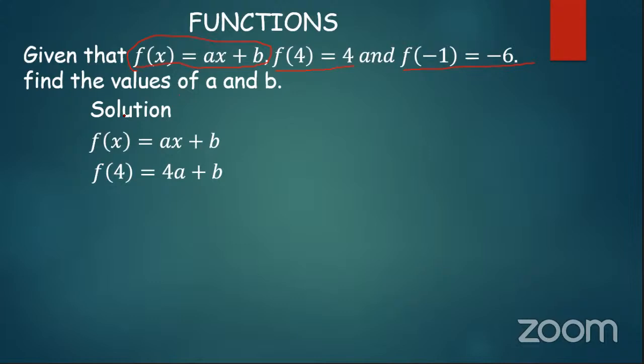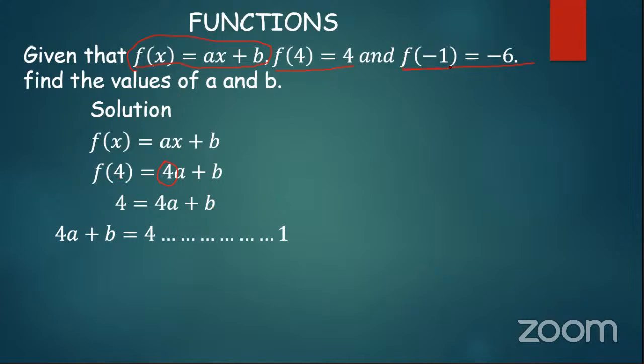Okay. So Emma is saying we begin by substituting for f of 4. On x here we shall substitute a 4, so that will become 4a plus b, and our f of 4 is equal to 4, so it is good for us to say 4 is equal to 4a plus b. We shall write that as equation 1: 4a plus b is equal to 4.